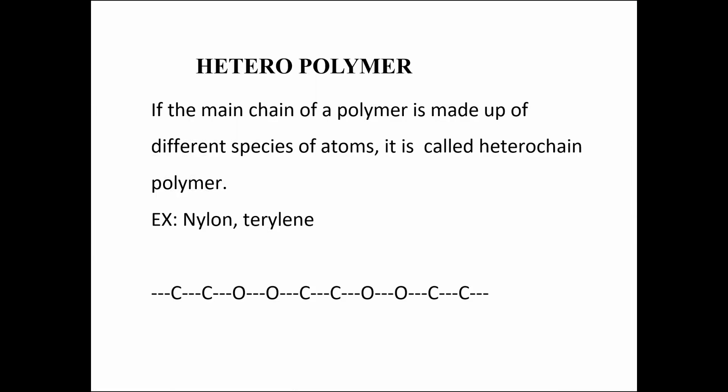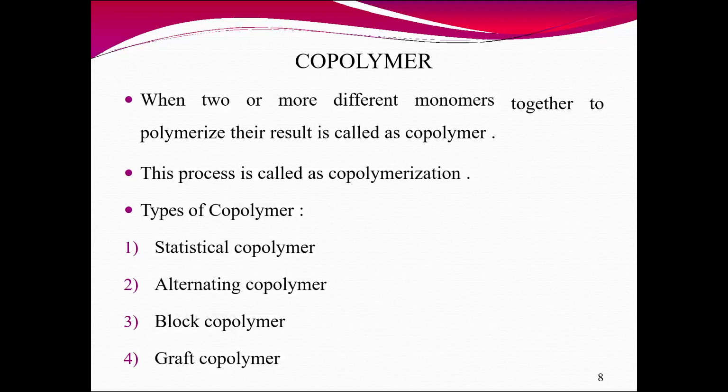And heteropolymer: if the main chain of the polymer is made up of a different species of atom, it is called a heterochain polymer. For example, nylon and terylene. And copolymer: when two or more different monomers join together to form a polymer, it is called a copolymer, and this polymerization is termed copolymerization. There are four types of copolymers: statistical copolymer, alternating copolymer, block copolymer, and graft copolymer.